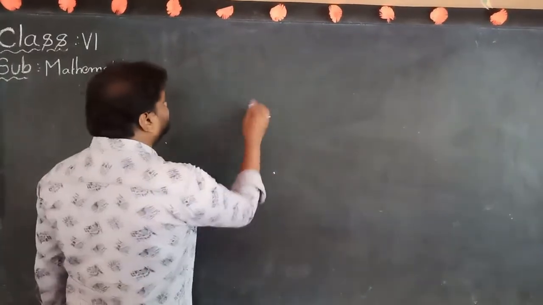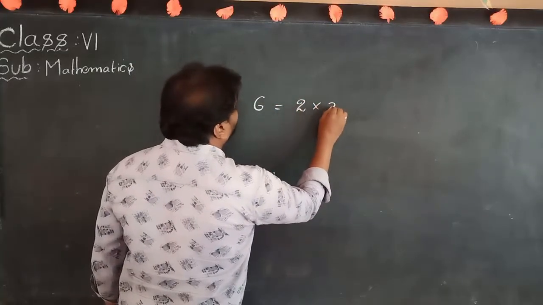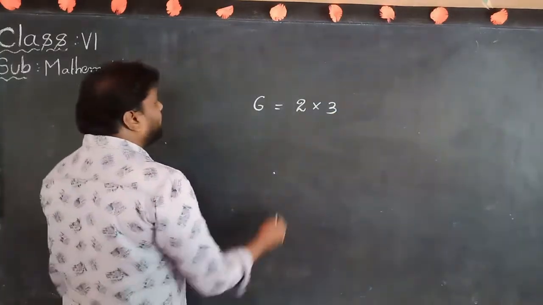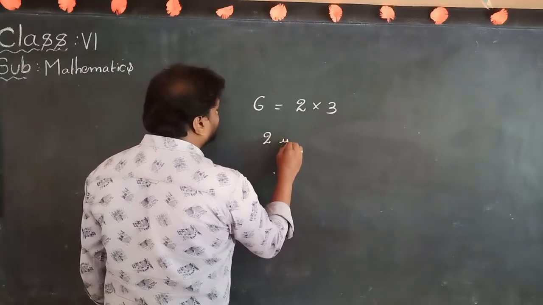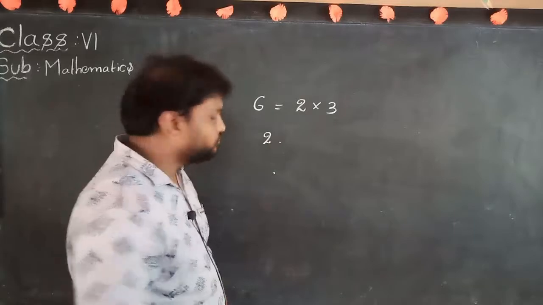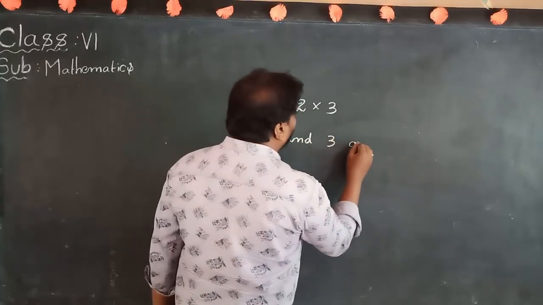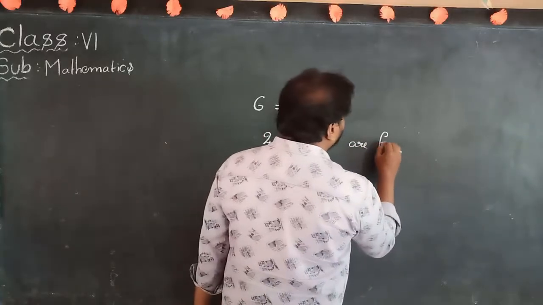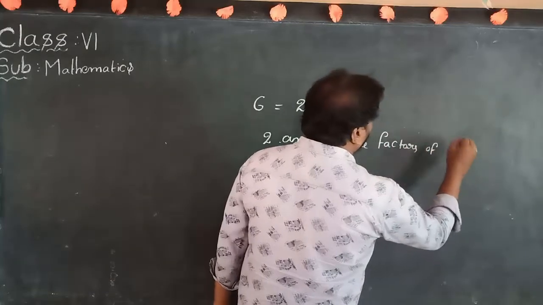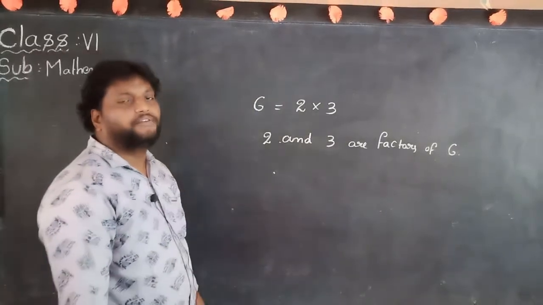For example, 6 we can write as 2 into 3, otherwise 3 into 2. Then 2 and 3 are factors of 6.